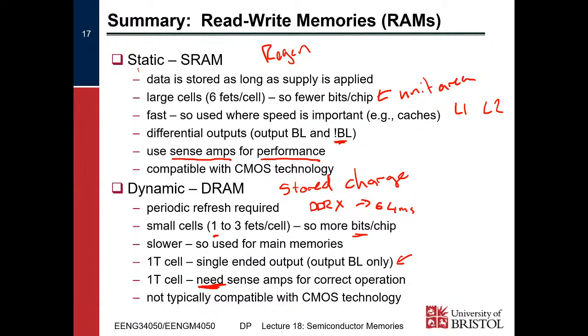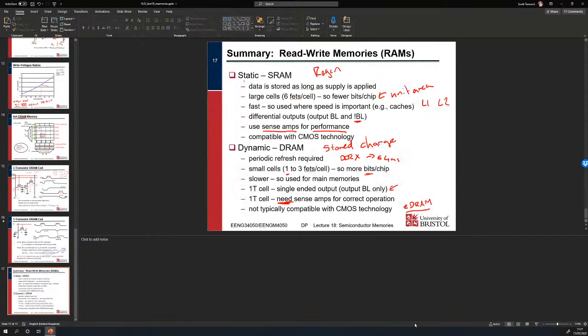And typically it's not compatible with CMOS technology. It needs to be on a different chip. Obviously there are technologies called such as EDRAM. They're very, very rare, but occasionally you'll have DRAM transistors on the same process, but normally not. Okay, so that is the end of the memories lecture.